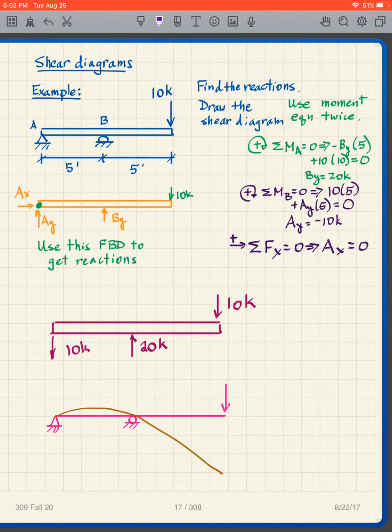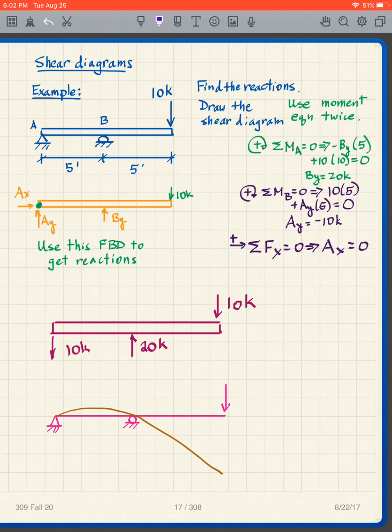All right, we are going to start the next topic. The next topic is shear diagrams. So the first problem, this is our example. Again, as I said, this is about beams.